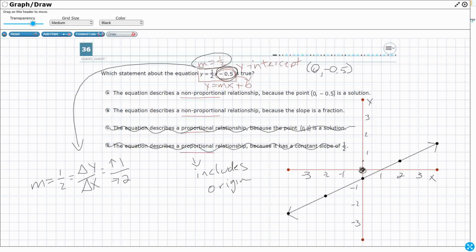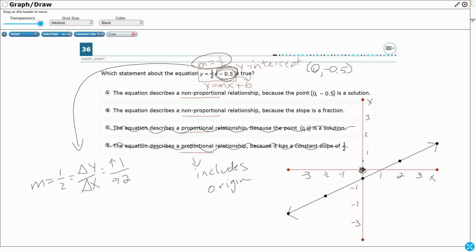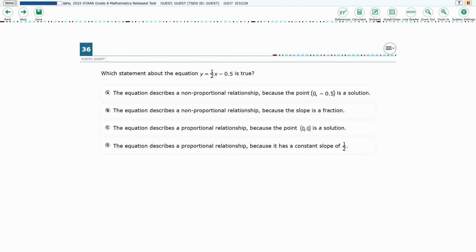Now, which of these other two statements is correct? Because the 0.5 is the solution? Well, I did plug it in, and it does work. Or because the slope is a fraction? Well, slope as a fraction doesn't mean anything. That just tells you that the slope is going to be kind of shallow. So that's not really going to help us. But yes, negative 0.5 is the solution. My answer is A.